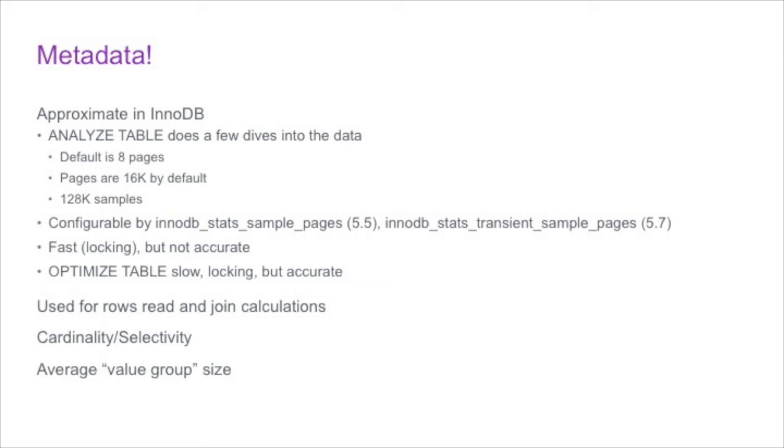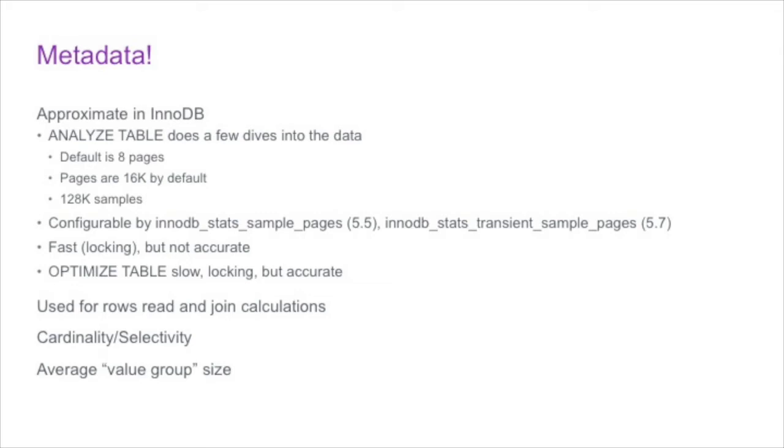Analyze table is also very fast. It does lock, but it locks such a small sample of data that it's okay. But because it's fast and it's doing such few dives, it's not as accurate. Optimize table is a lot slower, but a lot more accurate. But again, it locks the whole table for the duration of rereading it, and it will also rebuild the table and rebuild all the indexes.